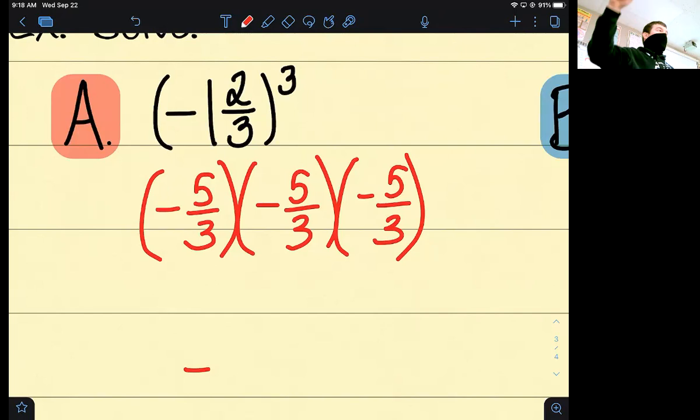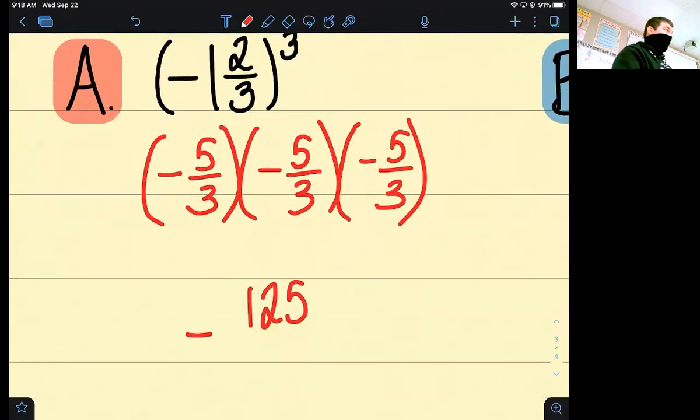When you cancel, you can only cancel a top number with a bottom number. So the only way this is going to cancel is if 5 and 3 would cancel. And I know 3 goes into 3, but does 3 go into 5? Yeah, nothing cancels here. So we're just going to multiply straight through it. 5 times 5 is 25. What's 25 times 5? 125.